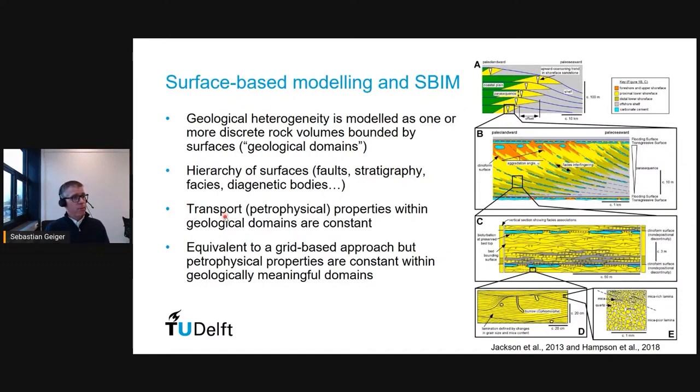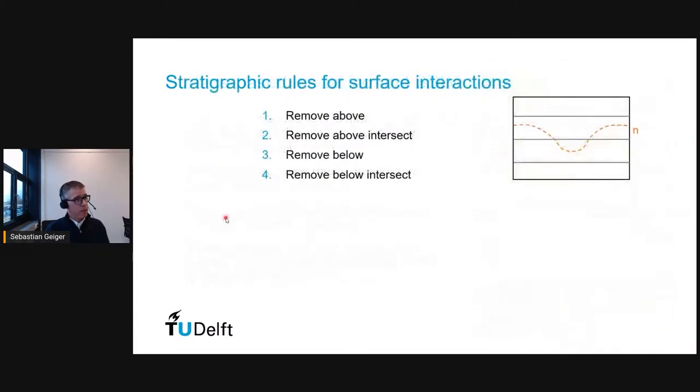Our petrophysical properties are always constant within the geological domain. That's exactly the same as a grid-based approach, but now the petrophysical properties are constant within a geologically meaningful domain rather than a grid block that has some arbitrary size. If you want more geological heterogeneity, again, you simply add more sketches rather than starting to play around with geostatistics to represent your geological heterogeneity.